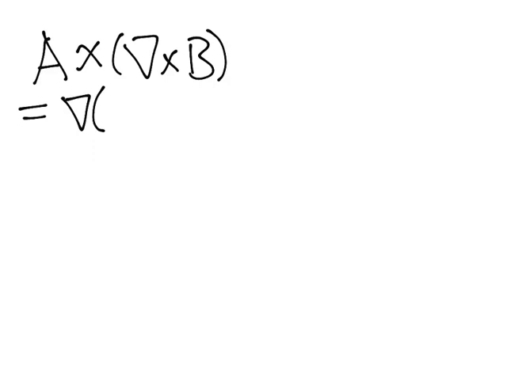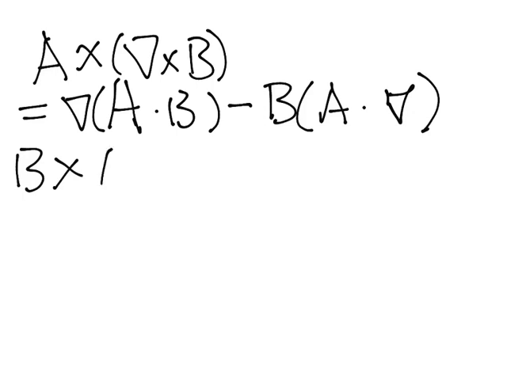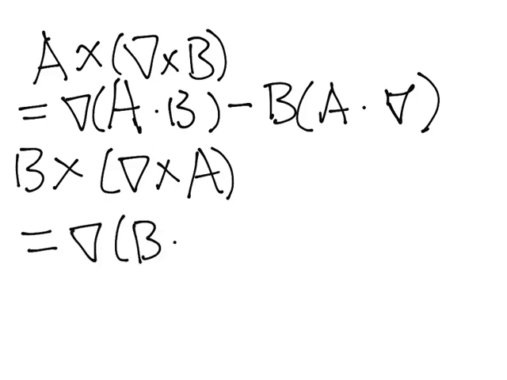So that's going to be grad times A times B, A dot B. And then CAB would be B times A dot grad. All right, and then we'll just do the same thing for B cross grad cross A. We'll get BAC-CAB again, so it's going to be grad B dot A minus CAB, which is A times B dot grad.